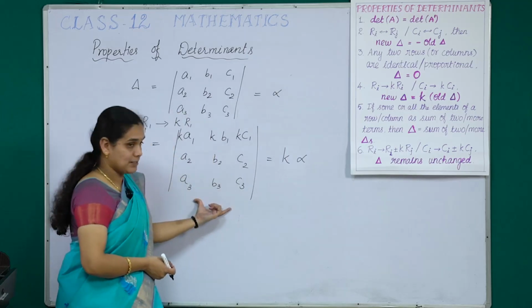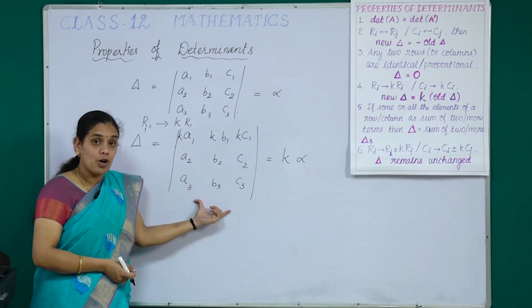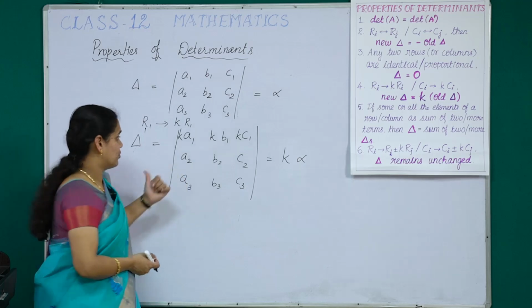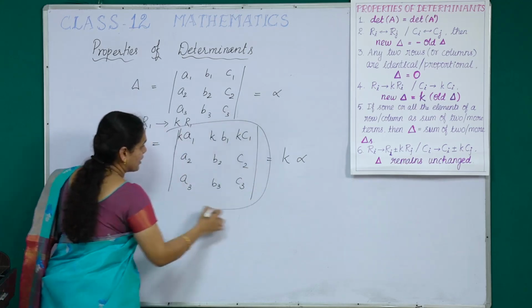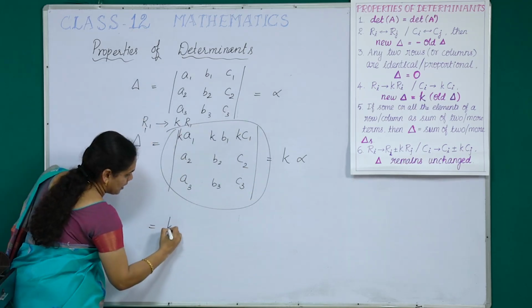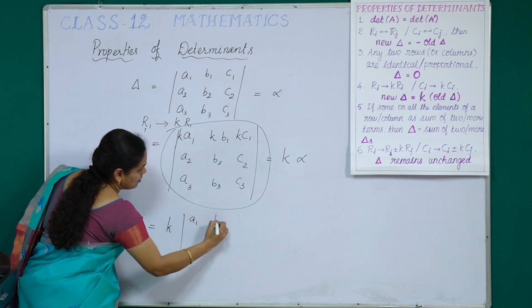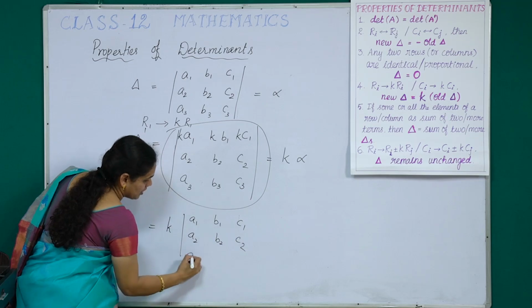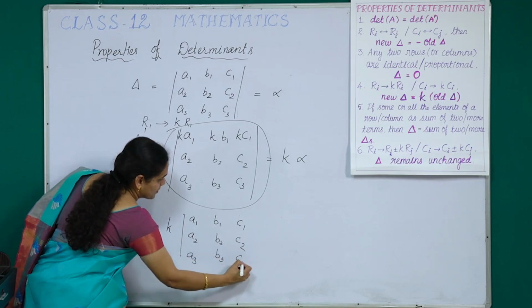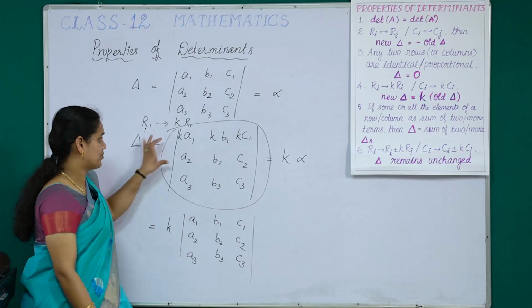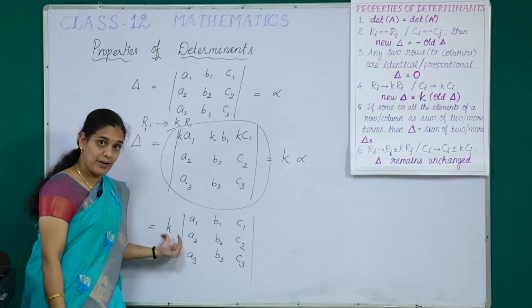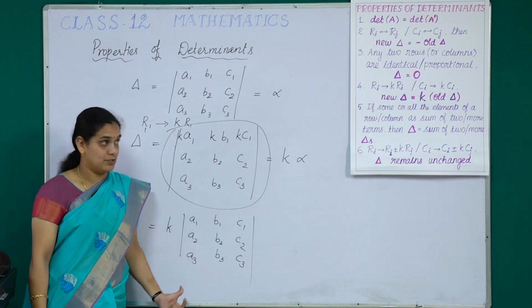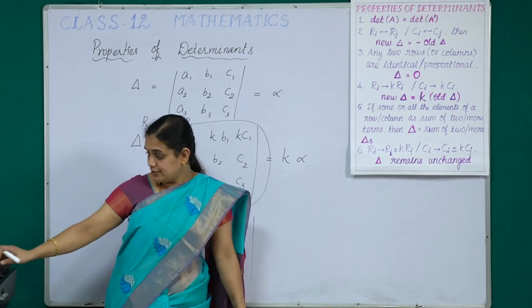Using these properties, we can take the common factor out. So this one we can write as k times a1, b1, c1, a2, b2, c2. In this way we use it in the problems. Using this property we can take k as a common factor and then we can write in this way.